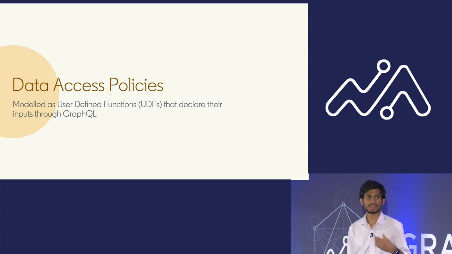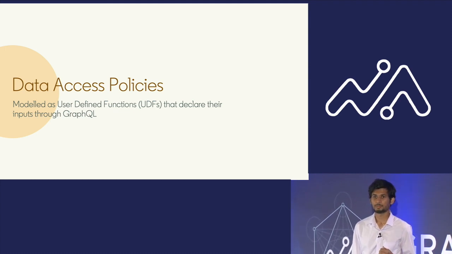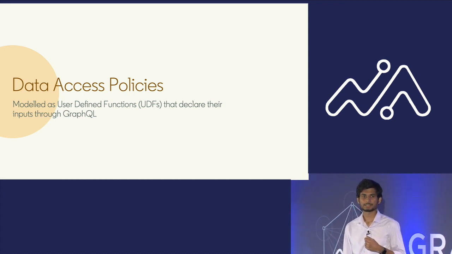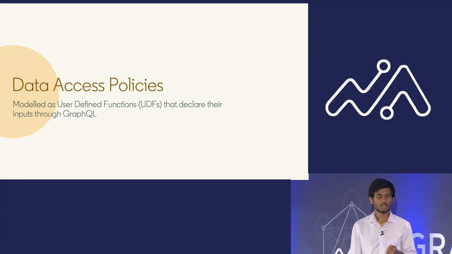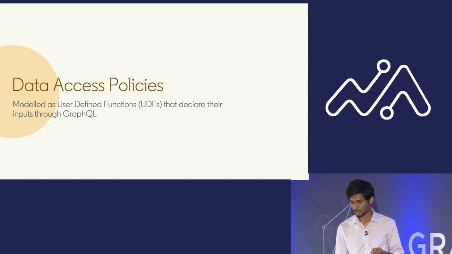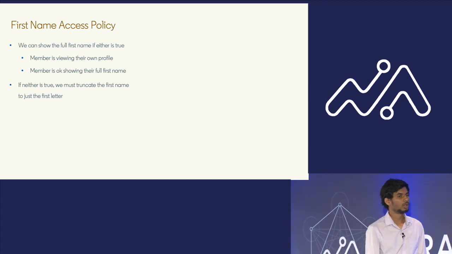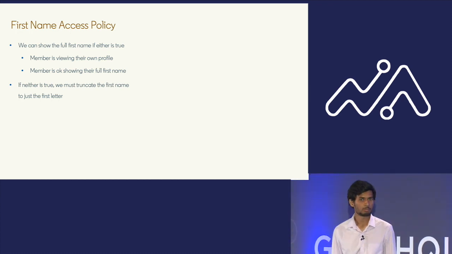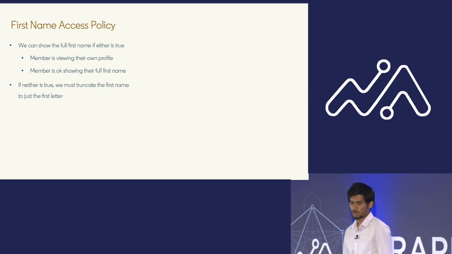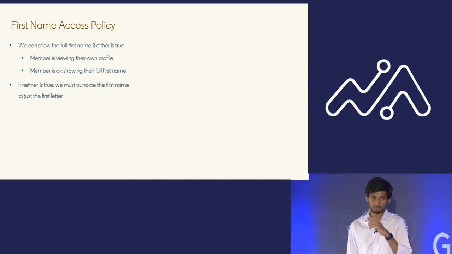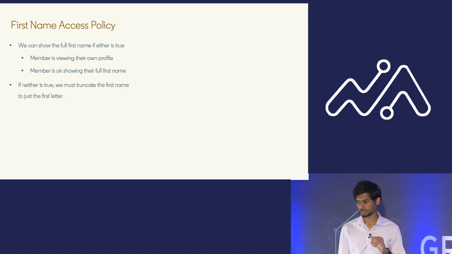Now let's look at the data access policies. How do we respect the member's first name settings? What we do is we model data access policies as user-defined functions, but these are pure functions that declare their inputs through GraphQL. What does that mean? Let's look at the first name access policy that we want to use. We want to show the full name if the member is viewing their own profile, or the member has said it's OK to show their full first name. If neither of these is true, we want to truncate it to just the first letter.